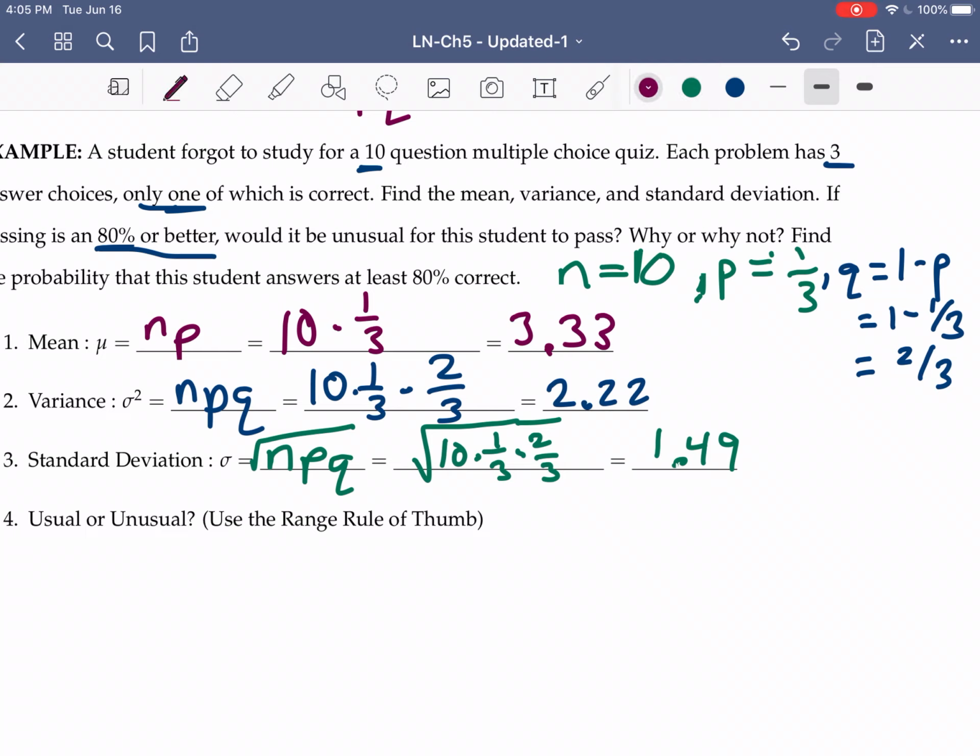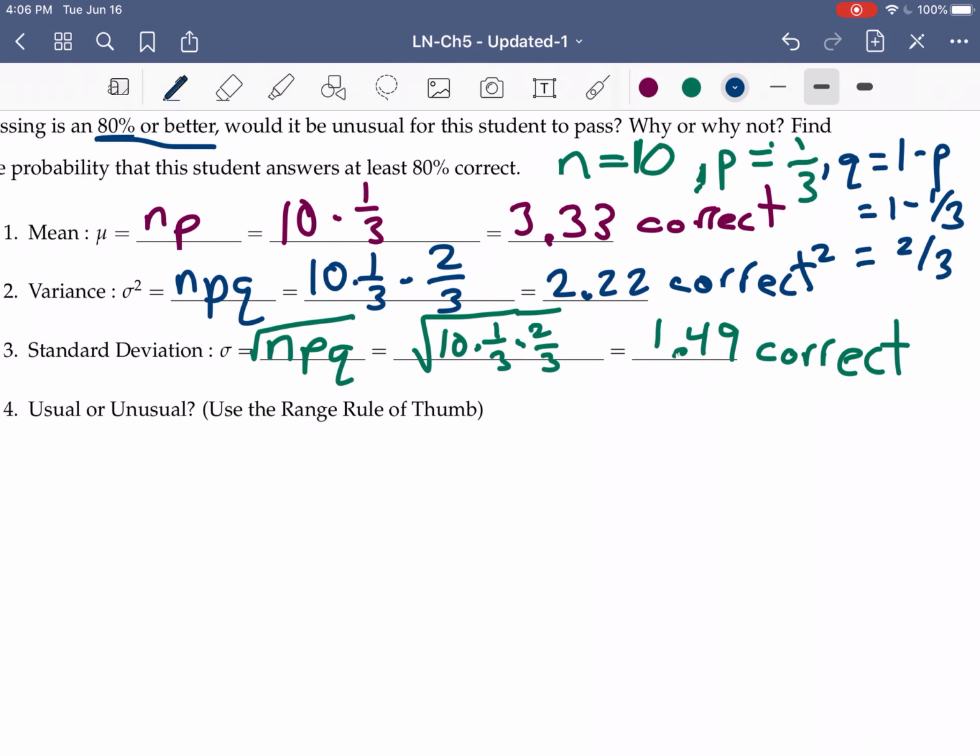The units on these would be number of questions correct. So 3.33 correct, and 1.49 correct. For variance, it would be the square of those units, so square questions correct, which doesn't make a whole lot of sense, which is why we tend to use standard deviation instead.